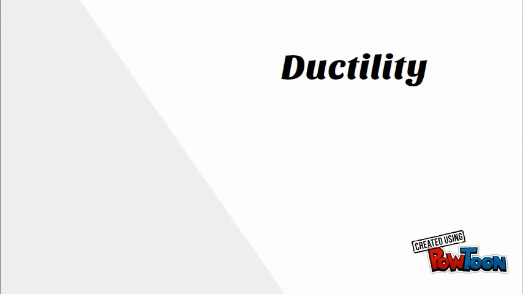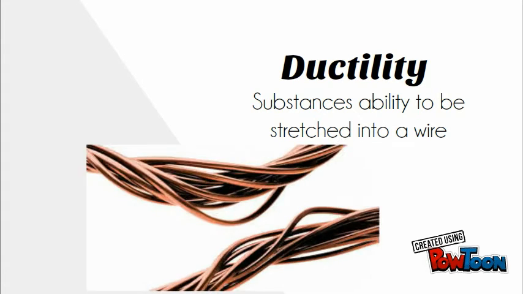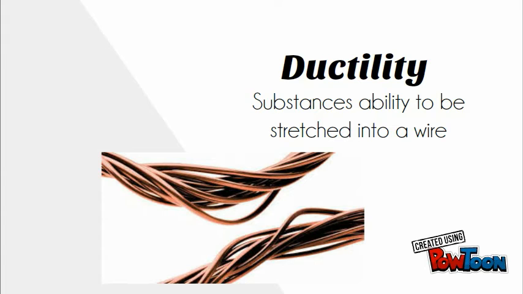Another physical characteristic or property is ductility. So you would talk about a material's ability to get stretched into a wire. So it would have a high ductility if it can get stretched into wire, like copper wiring, and some things have a low ductility, which means they cannot be stretched into a wire.